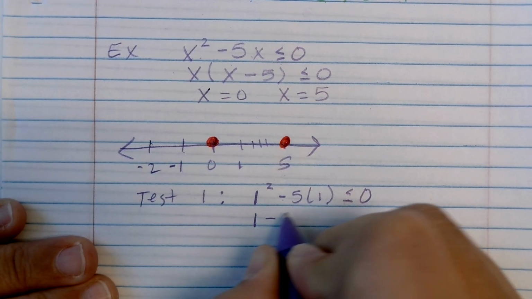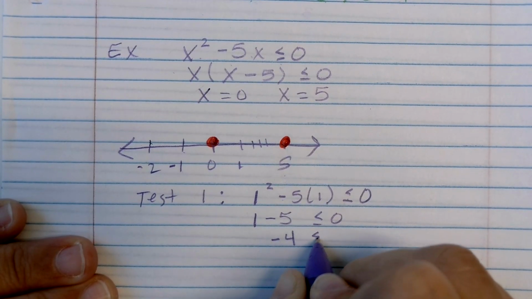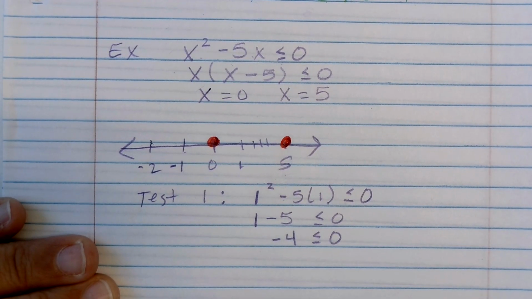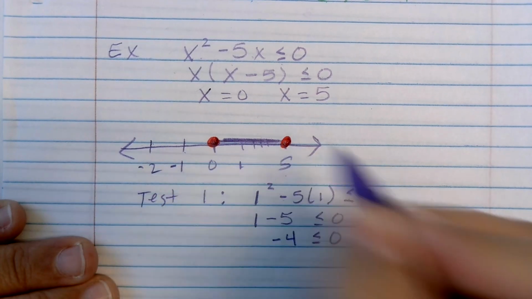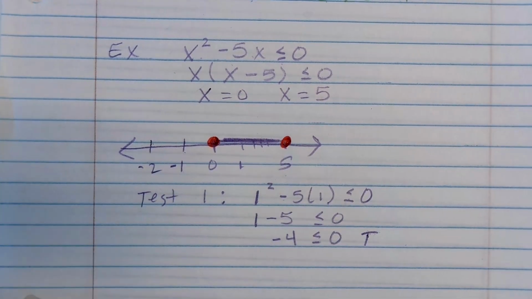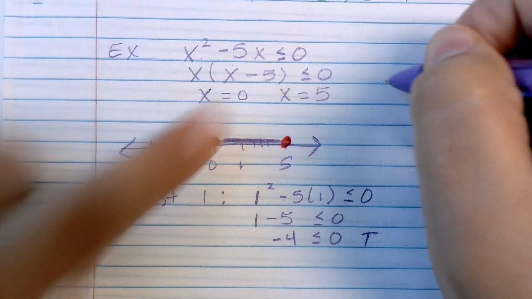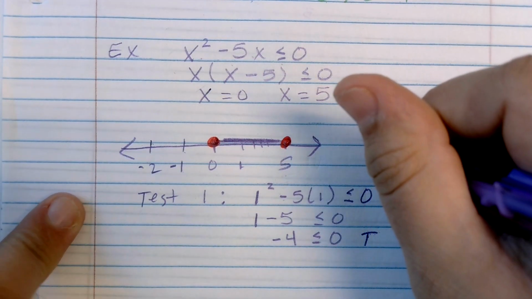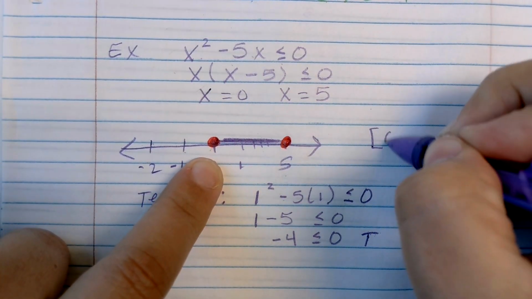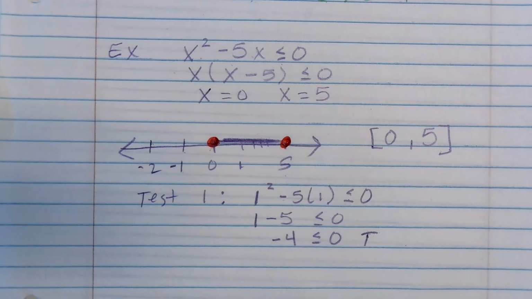So 1 minus 5, so -4. Is -4 less than 0? Yes, it is. So I'm going to shade the region in between my 2 points. This was true. Okay, so I had a less than, which means I need to shade in between. My points are included, so I need brackets, and my answer ends up looking like this.